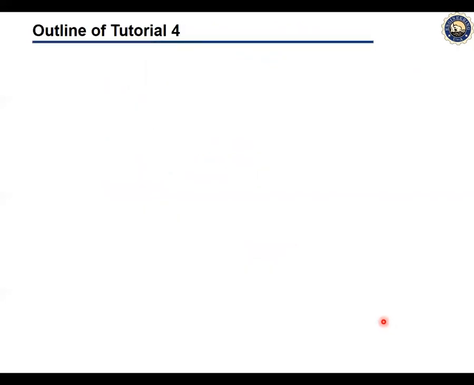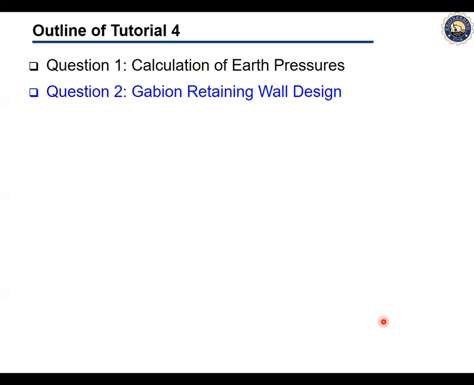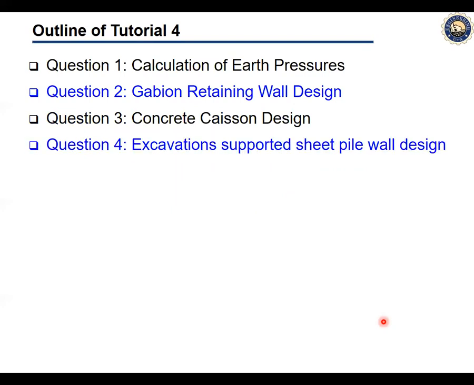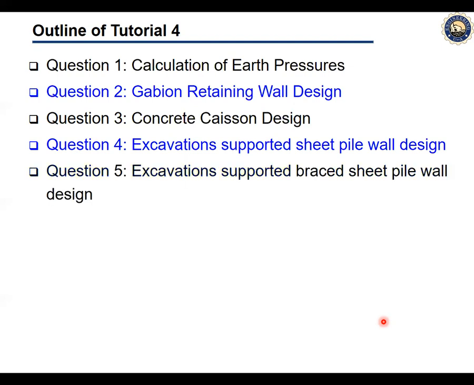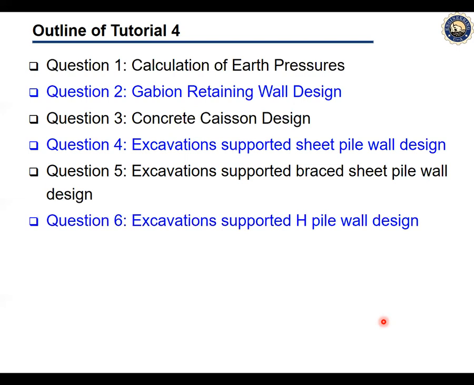So now, on the outline of tutorial 4, there will be discussions on question number 1, that is calculation of earth pressure. Question number 2, gabion retaining wall design. Question number 3, concrete caisson design. Question number 4, excavation supported sheet pile walls. Question 5, excavation supported brace sheet pile wall design. Question 6, excavation supported H pile wall design.